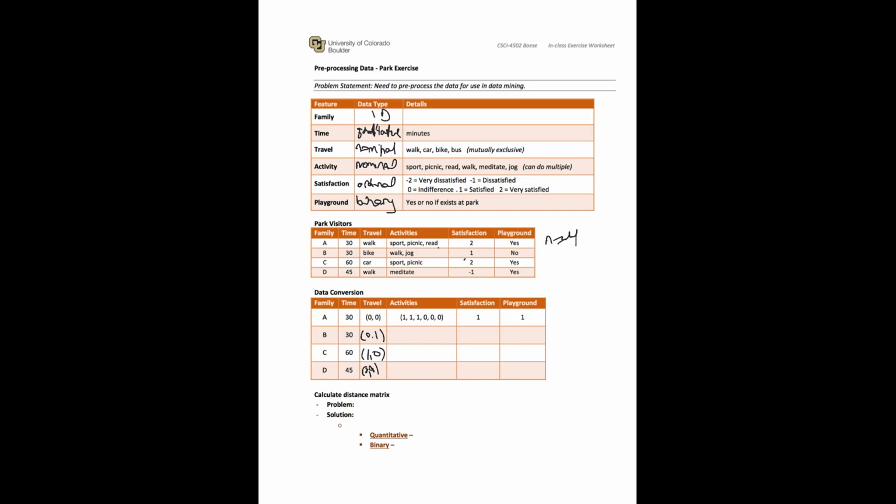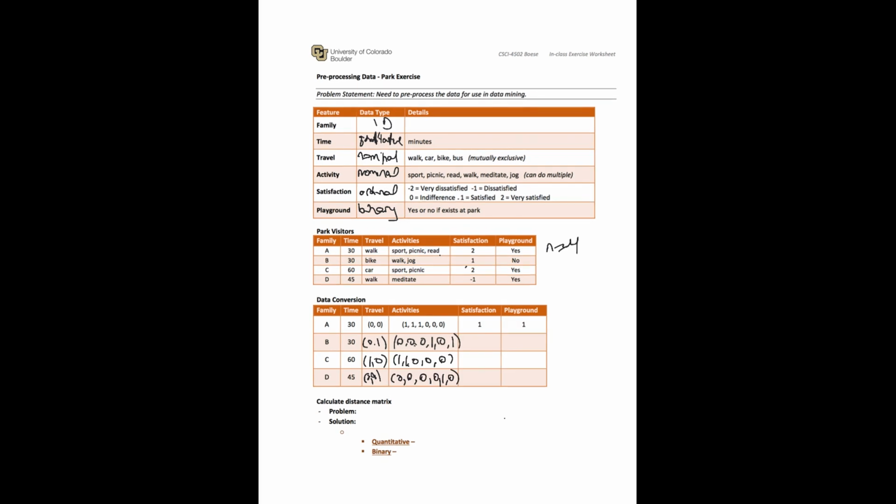So for the first one, they did sport, picnic, and read, so we have 1, 1, 1, and they have 0, 0, 0 for the walk, meditate, and jog. For the second one, they did walk and jog. So we're going to end up with 0, 0, 0, 1, 0, 1. All right, so we're going to continue and fill out the other two.